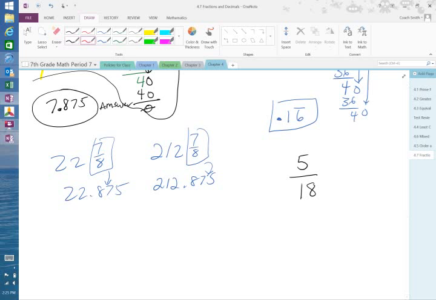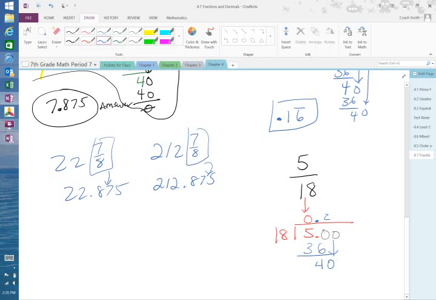Hey, if you're working on it, keep working on it. So basically, I divide 18 into 5. 18 doesn't go into 5, so I put a 0. I add a decimal to the 5, and then I add 2 zeros to it. Now, 18 goes into 50 2 times. That would be 36, remainder 4. Bring down the next 0.